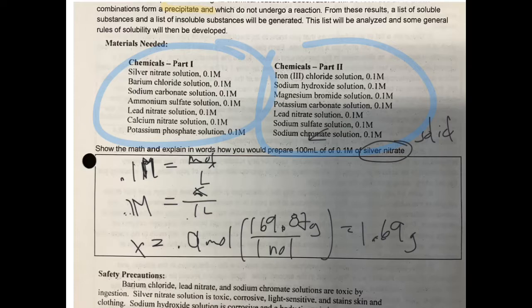So to make our solution, we would say, in words, that we are going to measure out 1.69 grams of silver nitrate and dissolve it in enough water to make 100 milliliters. The reason why we say enough water is you don't measure out the water and solid separately and then pour them together, because then technically it would be over 100 milliliters. Instead, you put the solid into the flask first and then fill it up to 100 milliliters.